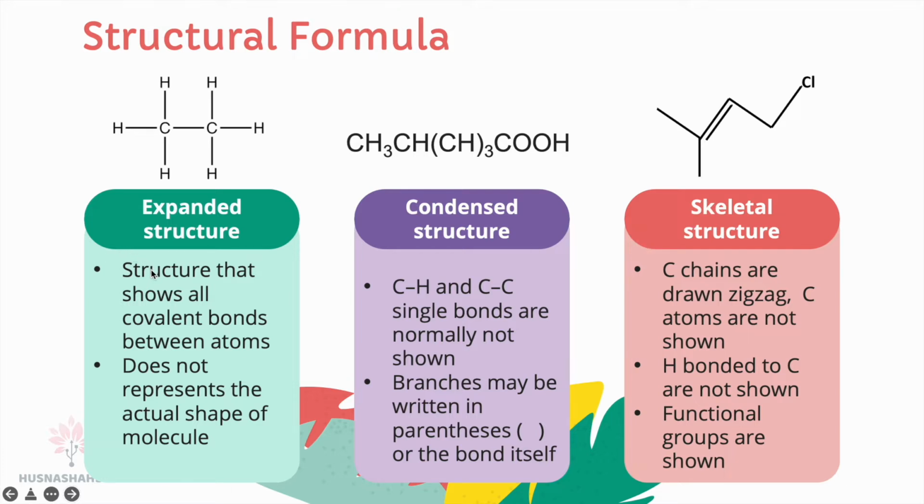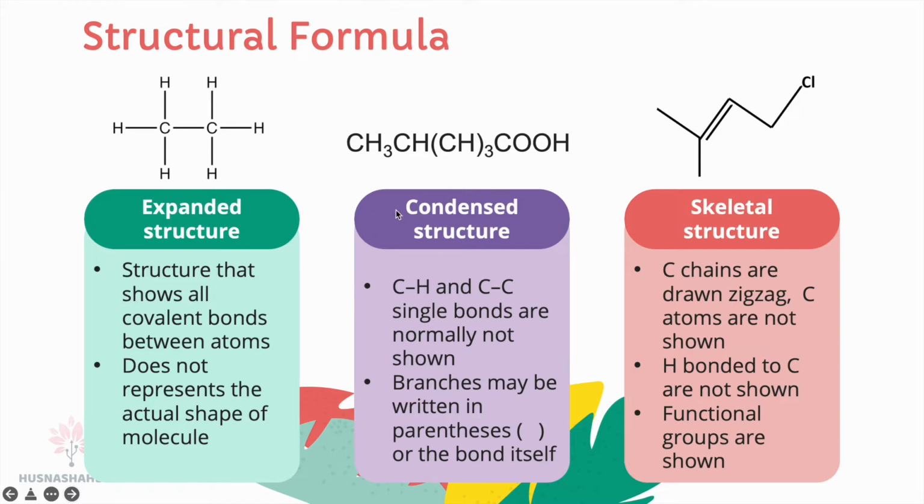Expanded structure shows all covalent bonds between atoms, but it does not represent the actual shape of the molecule. For example, C2H6: this structure shows this 1 carbon covalently bonded to another carbon, and the carbon on the left has 3 covalent bonds with 3 hydrogen, and the carbon on the right has 3 covalent bonds with 3 hydrogen atoms. But these bonds do not represent the actual shape of the molecule.